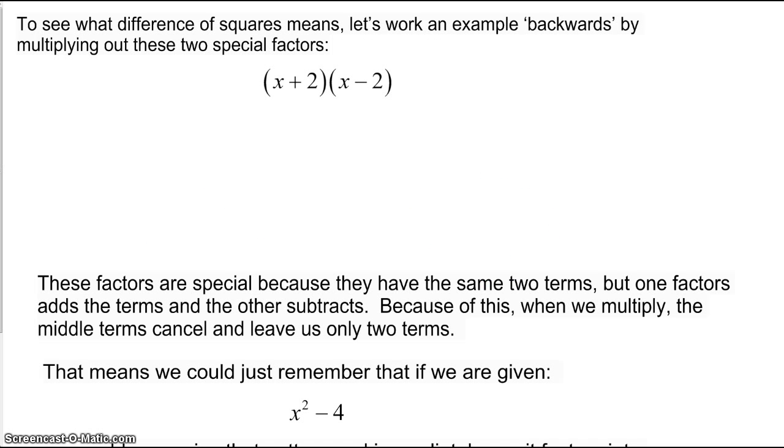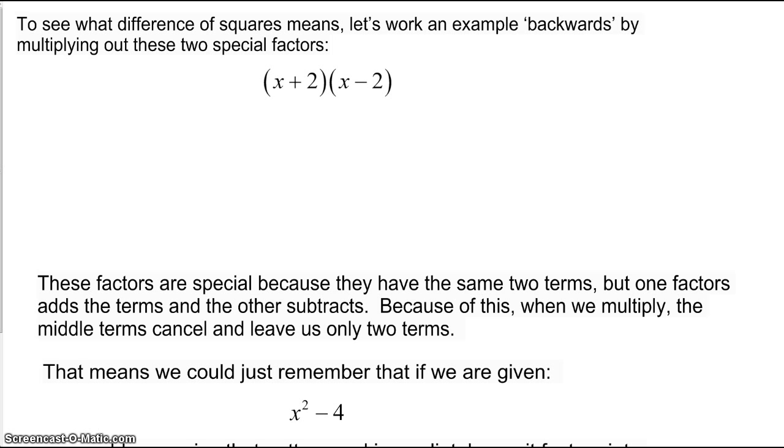To see the way it works, let's work backwards from an answer for one of these problems. Let's say I have this particular kind of special pair of factors here, x plus 2 times x minus 2. And what makes this special is that it's the exact same things, x's and then 2's. The only difference is one's plus and one's minus. What happens if I multiply those together?